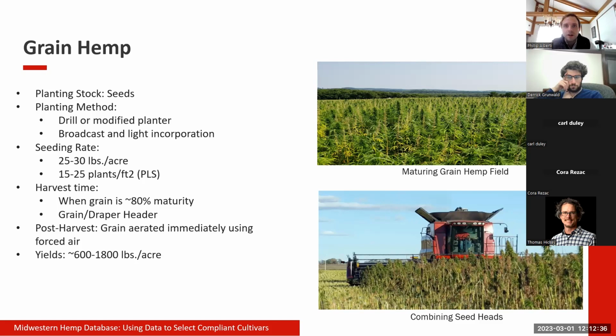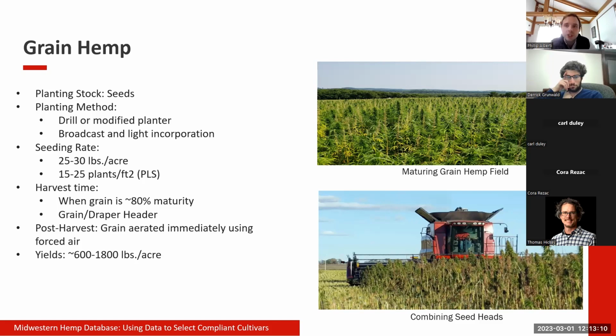This is very similar to small grain production, where we're using seed stock and we're drilling it in, or using some sort of broadcast with light incorporation or a modified planter. But typically a grain drill is going to be your best bet when you're growing grain or fiber hemp. And our seeding rate recommendations, as you can see, range from about 25 to 30 pounds per acre. But we like to use pure live seed as a recommendation for seeding rates. I'm going to talk more about the data from our trials and what that's shown here shortly. Harvest time.